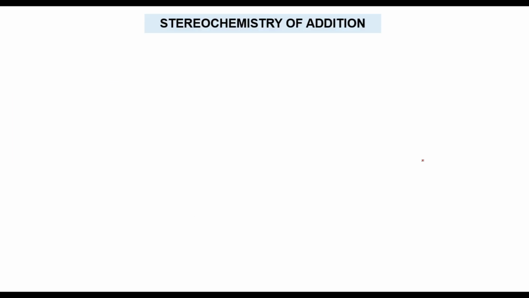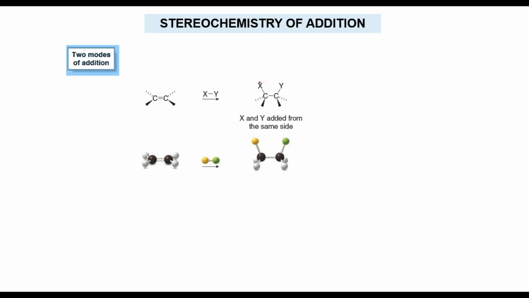The stereochemistry of addition reactions is often important in delineating the reaction mechanism. Because the carbon atoms of a double bond are trigonal planar, there are two ways for the addition of elements like X and Y. The elements X and Y can be added from the same side of the carbon-carbon double bond, in which case the addition is called syn addition, or the elements X and Y can be added from the opposite sides of the carbon-carbon double bond, in which case the addition is called anti-addition.